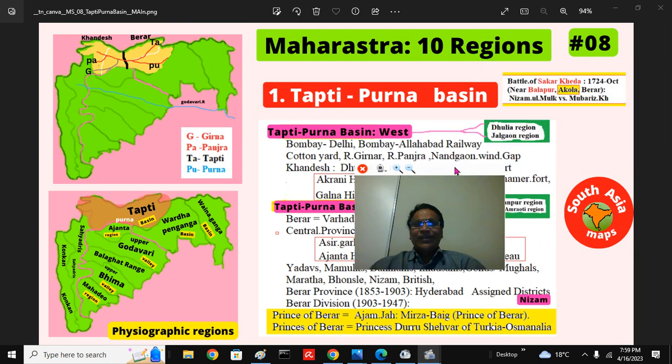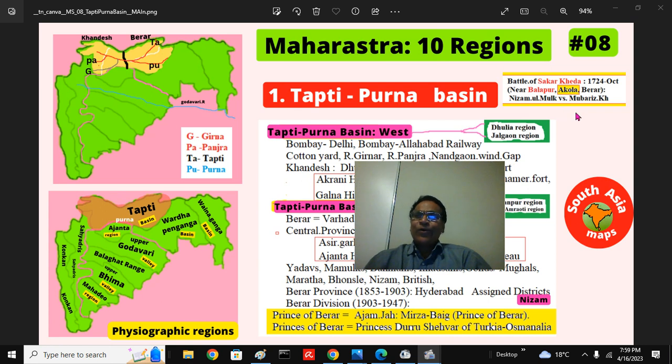An important thing you can keep in mind is the famous battle of Shakar Kheda, where the Nizam won a spectacular victory against Mubarak Khan, the Subedar of the Deccan provinces of the Mughal Emperor Muhammad Shah. The Nizam himself was his wazir, principal minister, but estranged, meaning not comfortable. So, Balapur in the Akola district, that is in the Purna Basin, somewhere here, that is in the Berar region. Nizamul Mulk and Mubarak Khan, 1724 is one of the major events.